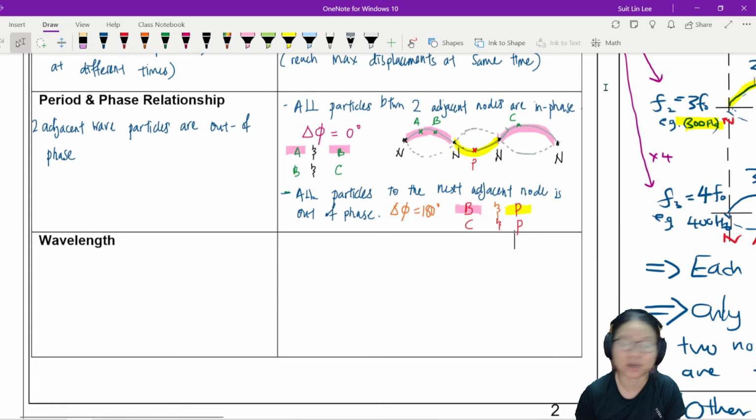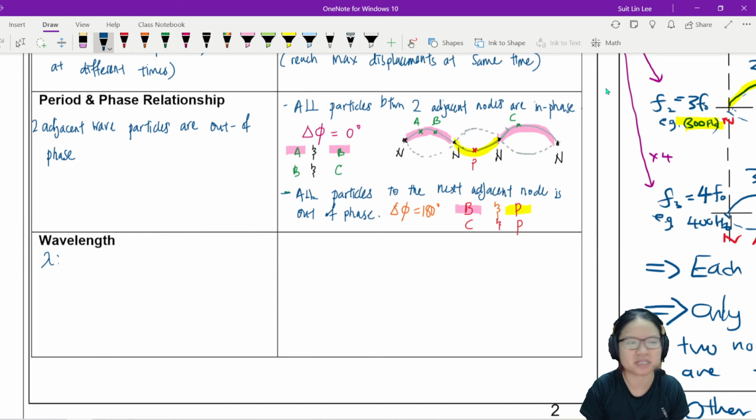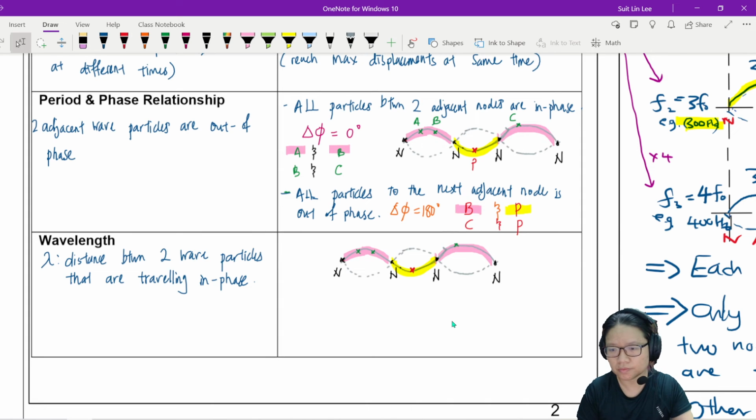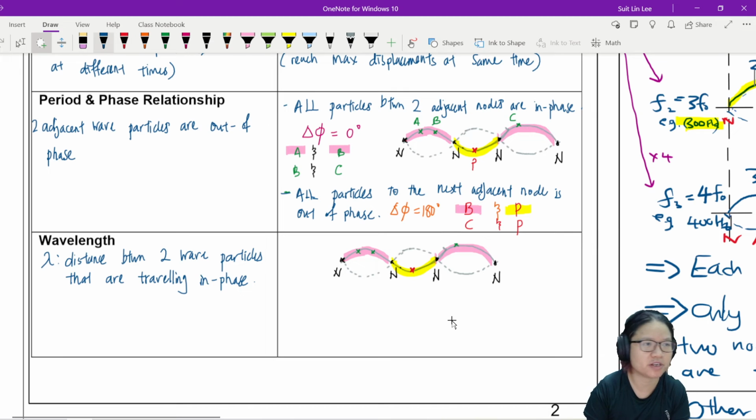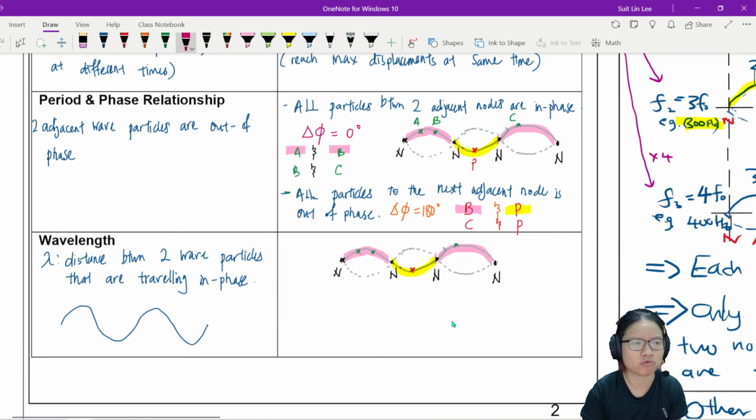Anyway, finally, wavelength for a progressive wave is a revision of last chapter. Lambda is the distance between two particles that are traveling in phase. So that's lambda, the distance between two wave particles traveling in phase. I'm pretty sure if I draw a wave profile, for example, like this, finding lambda should be fairly easy for you, because maybe this particle and this particle are traveling in phase.